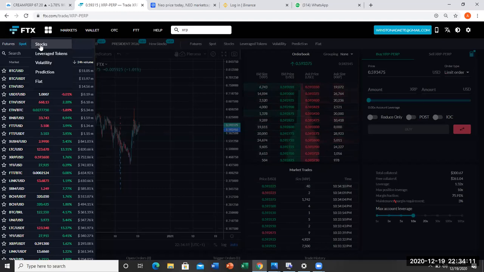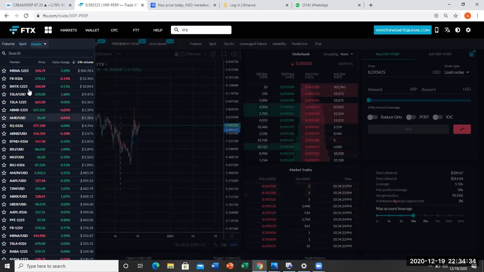But in crypto, there's nothing like stocks. But this is what FTX did. They know that some of us love trading US stocks. I remember on the Coin to Freedom group when somebody one day asked, how do I trade US stocks? Now, FTX has solved that dilemma. All you need to do is come to stocks. When you click on stocks, you're going to see several listed stocks.